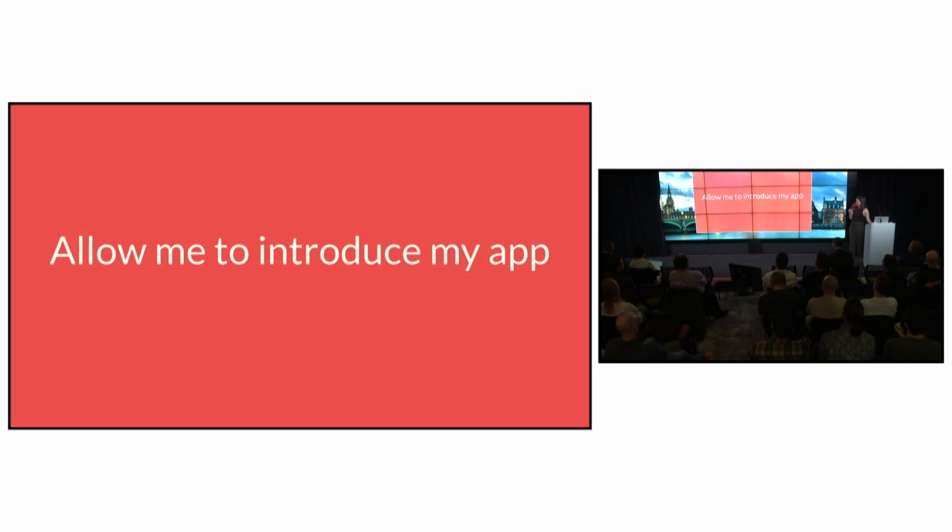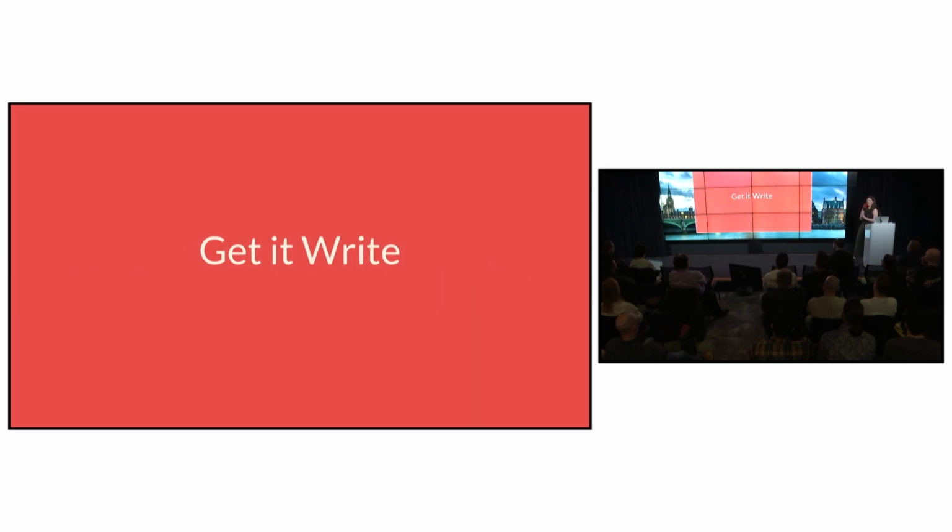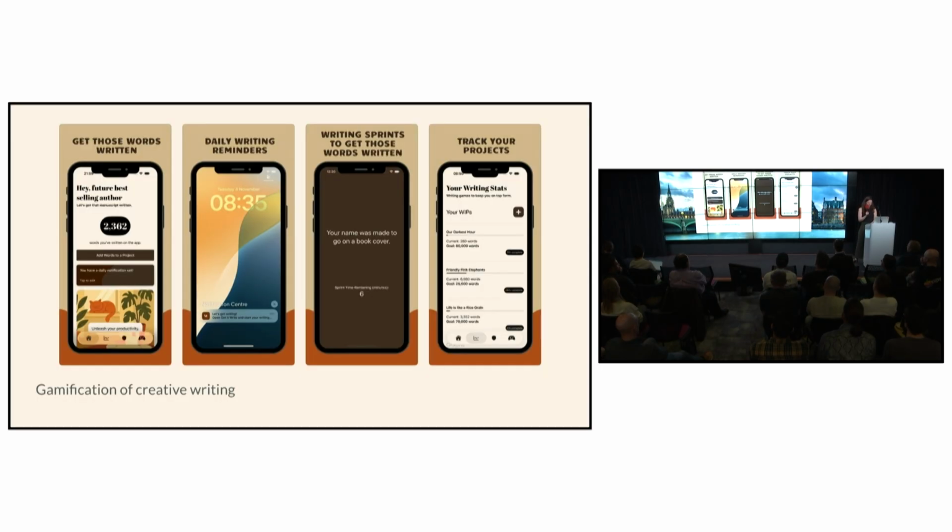So first, allow me to introduce my personal app. My personal app is called Get It Right, right spelt the written way. And this is my personal app. So apparently, and this is a statistic I got off Reddit, so please don't fact check this, apparently 60% of people in the UK are writing a book at any one time. So that's my target audience. It's the gamification of creative writing.